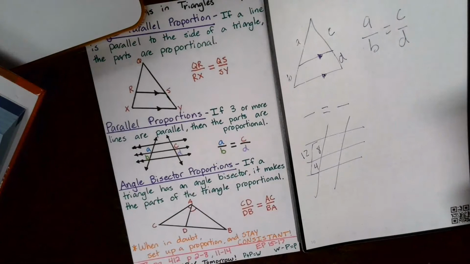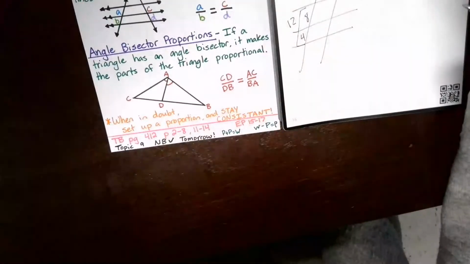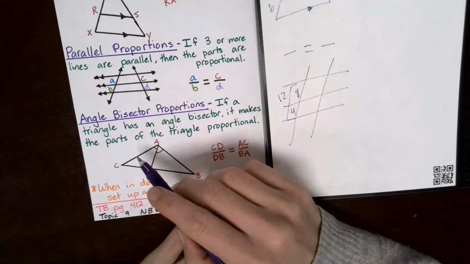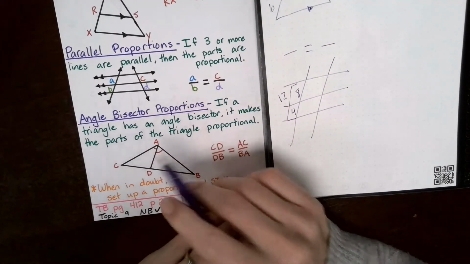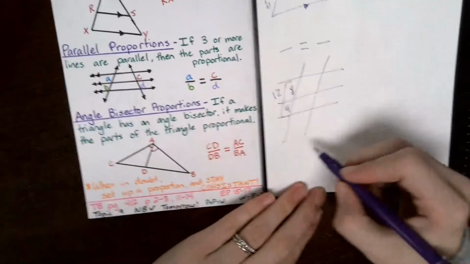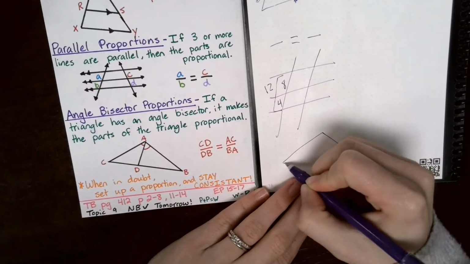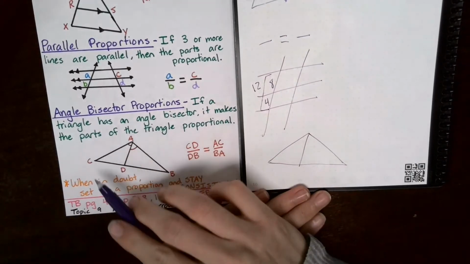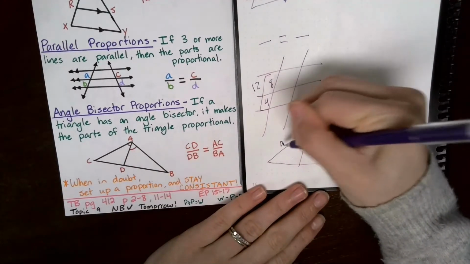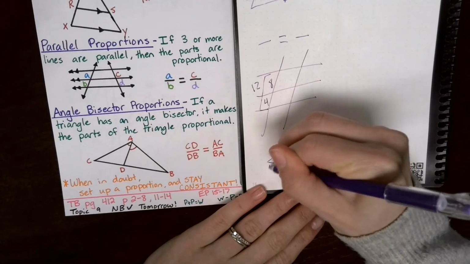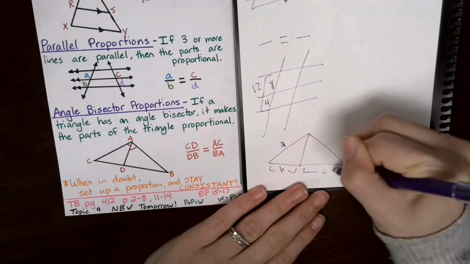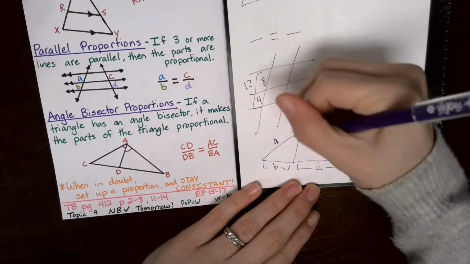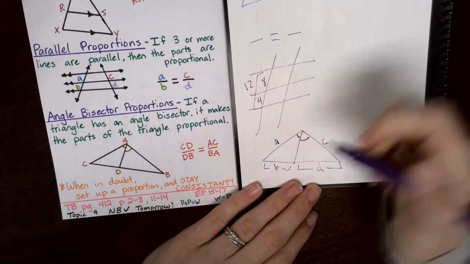And the last one is the angle bisector proportions. This is just telling us if a triangle has an angle bisector, it makes the parts of the triangle proportional. So I'm going to do this again using A, B, C, and D as side lengths, not as points. If this length is A, this length is B, and this length is C, I should call that D, and this one is C, as long as this is an angle bisector in here.